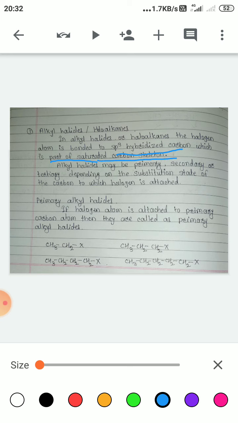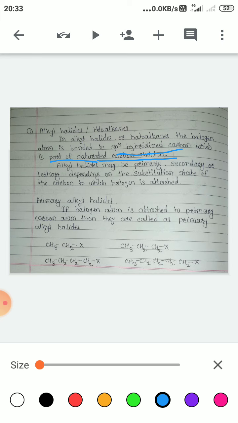saturated carbon skeleton. And these alkyl halides are classified into primary alkyl halides, secondary alkyl halides and tertiary alkyl halides, depending on the substitution state of the carbon to which the halogen atom is attached. Now on the basis of position also they are classified into primary, secondary and tertiary halides, which are the same.